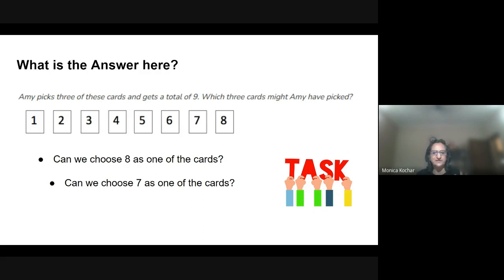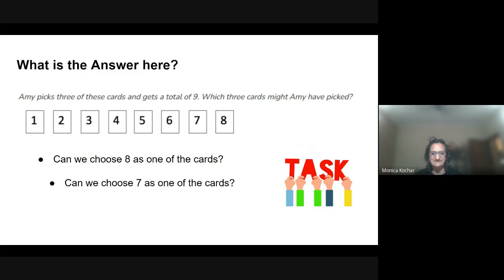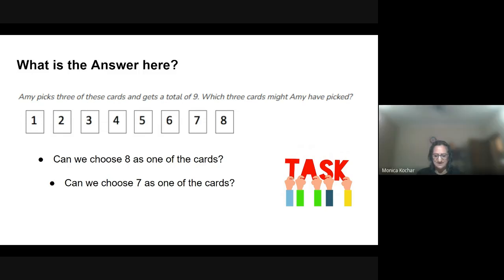I want to pick 3 cards. One is 7. Can I pick 7? And all the cards can be picked up only once. Can I pick 7? No. Why, Priyanka ma'am? Why not, sir? Because if you pick 7, then you need 7 plus 2 gives you 9, but there's only one card, the third card. Exactly.